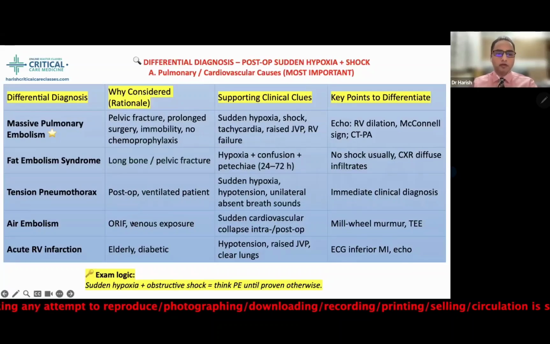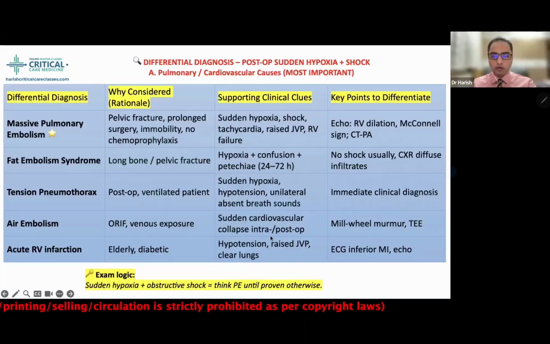Okay, air embolism. The patient underwent open reduction internal fixation, so there is venous exposure. Sudden cardiovascular collapse in the post-operative period. You can look for the mill wheel murmur. The diagnostic test is transesophageal echocardiography.